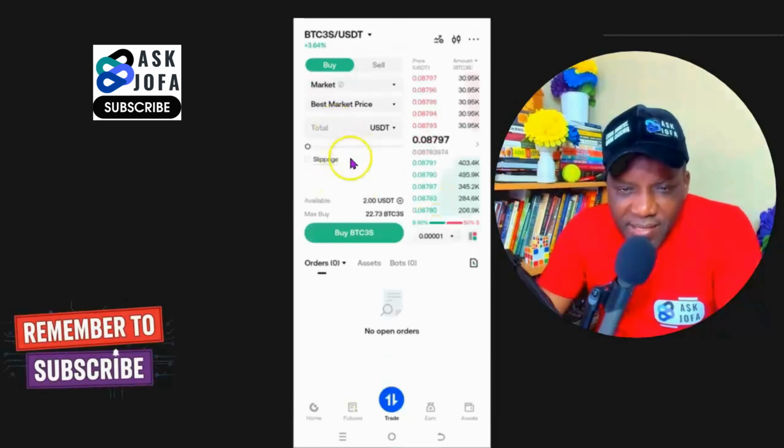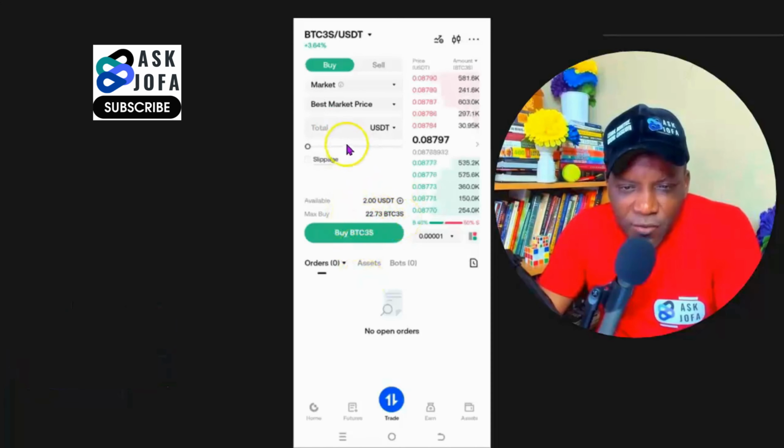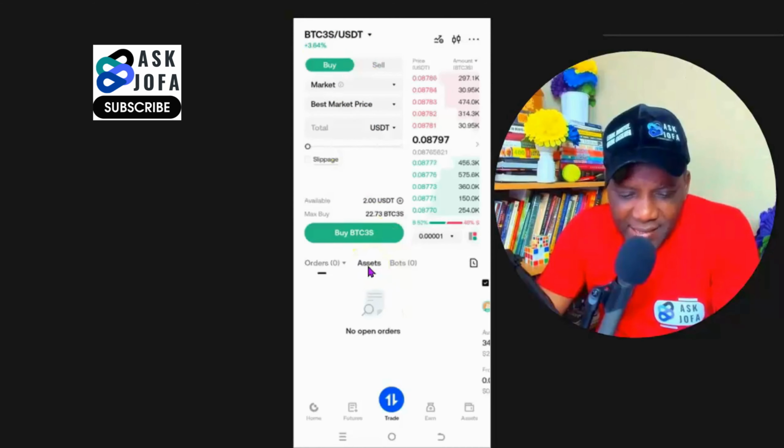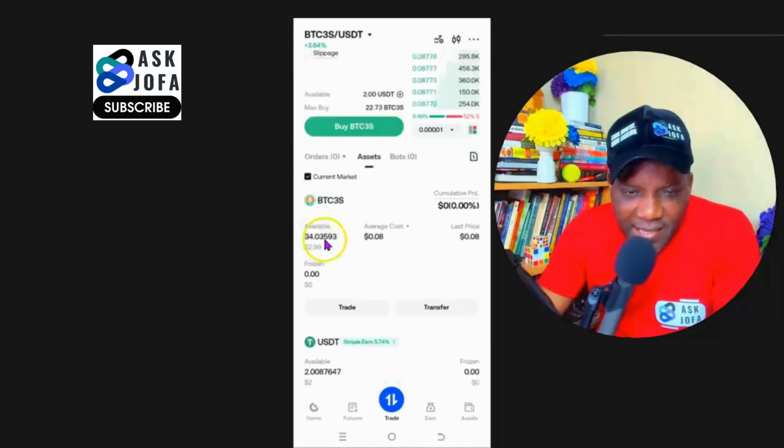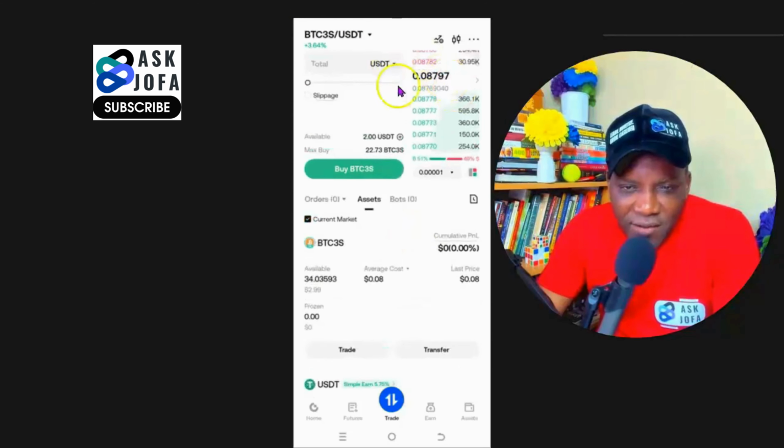As soon as I spent $3 out of $5, it remains this amount. This amount that remains, this is the amount it can buy. If you want to know how much of this leverage token I've bought, you come to my asset. If you move it up, my asset is now 34 BTC3S leverage token that I've bought, and this is the average cost per those leverage token.